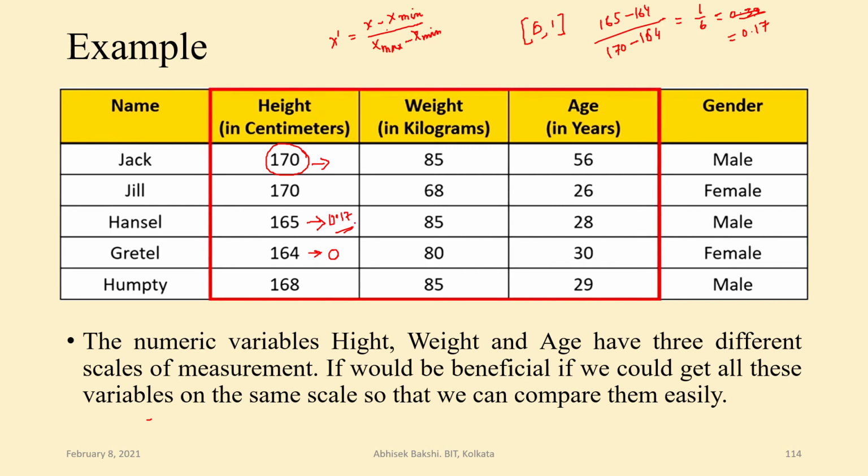Now this is not only for this column. The same thing will have to be done for this part also, but separately. Don't mix up two columns. You cannot compute a 170 value with respect to this row. You cannot do that. You have to do it for a particular feature, for a particular column.